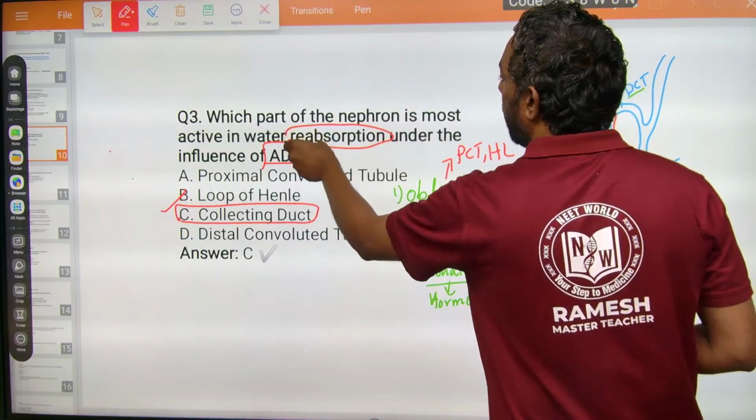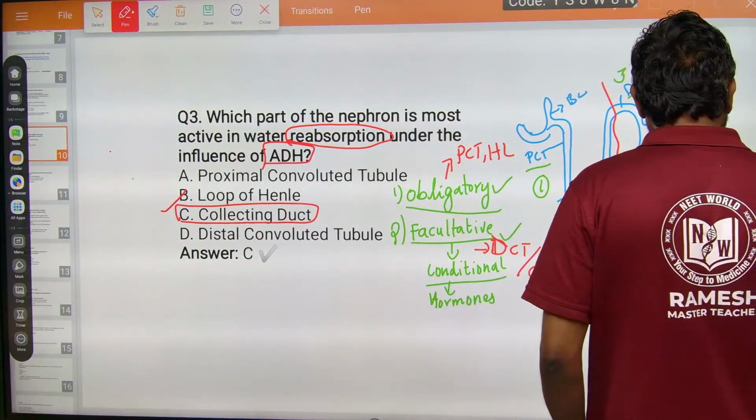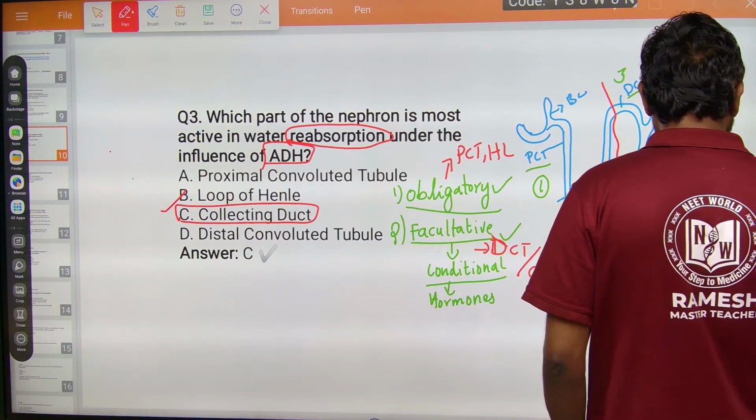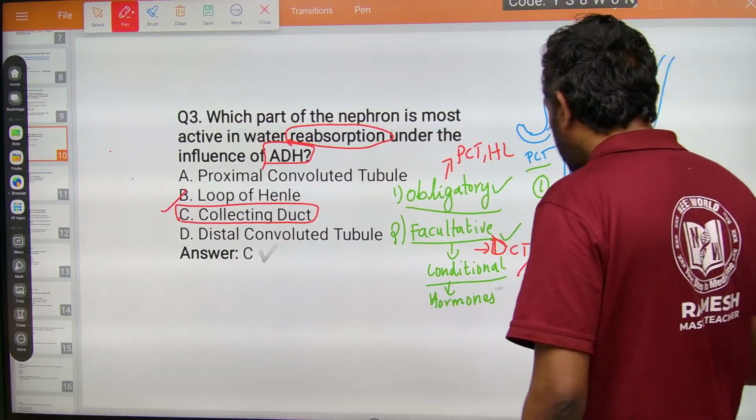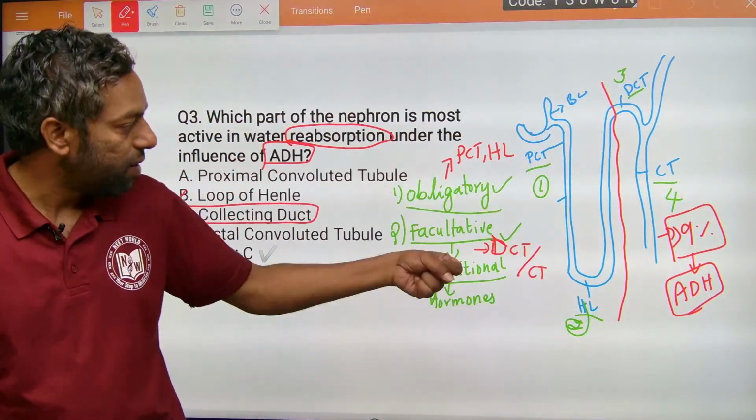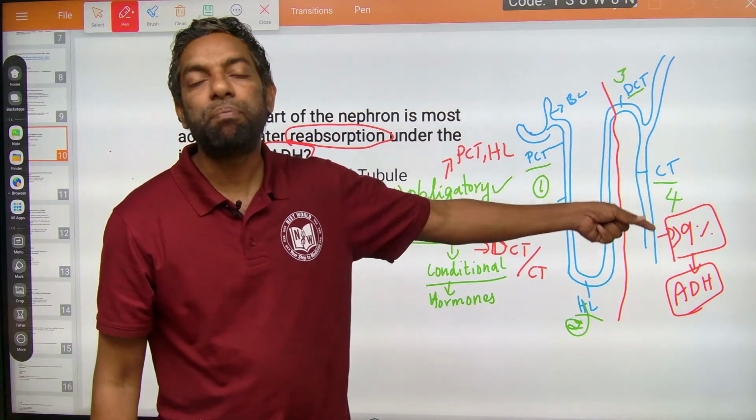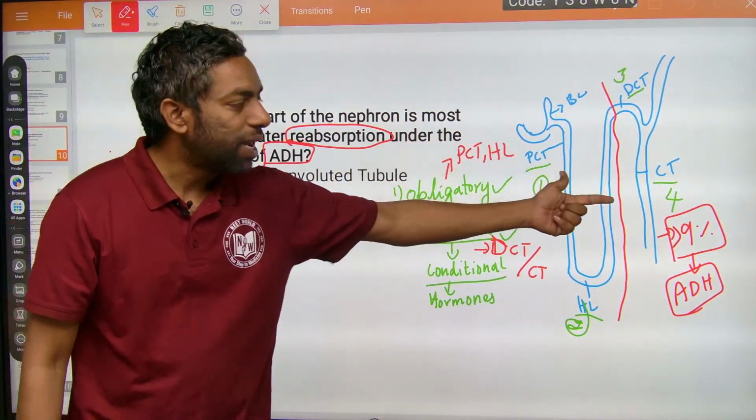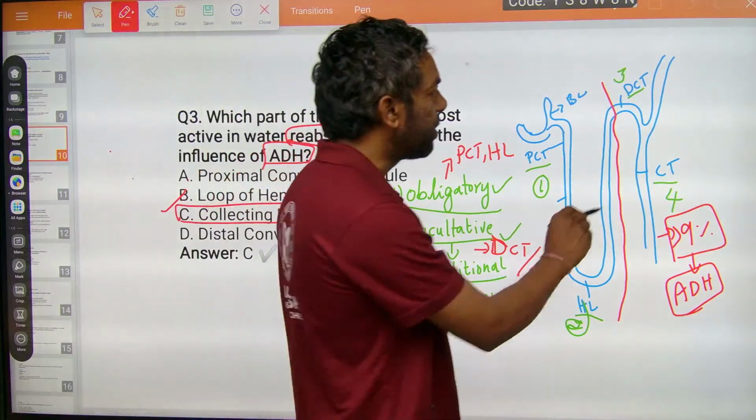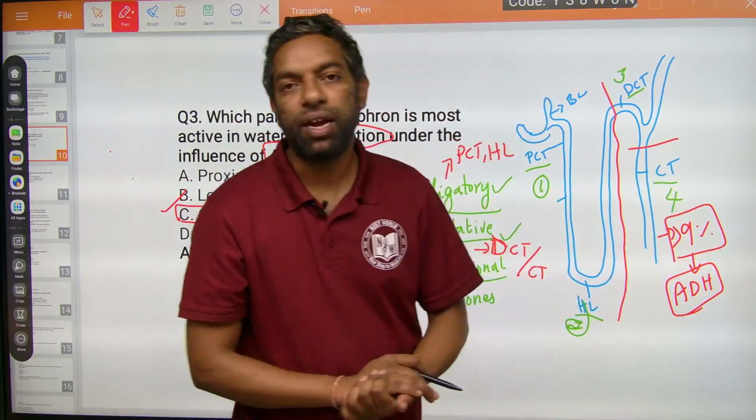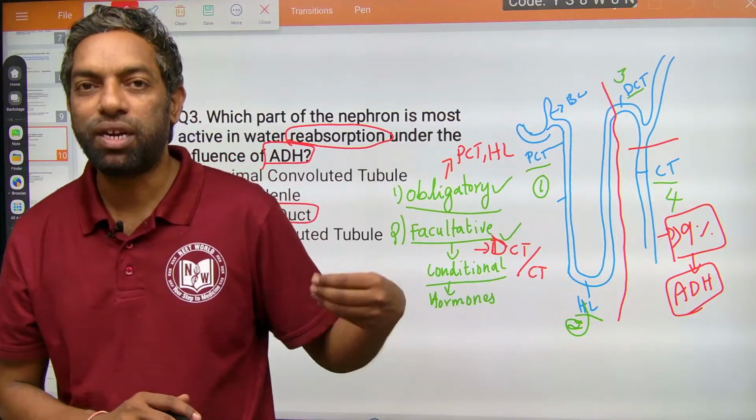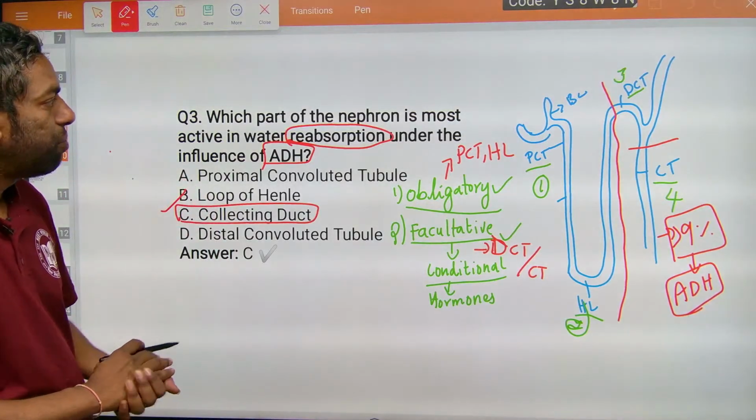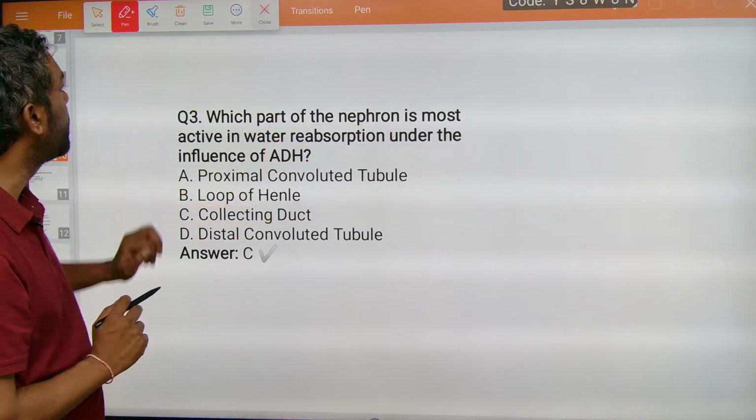Water reabsorption is more under ADH. Compared to normal reabsorption, under the influence of ADH, more than 9% of the fluid can be reabsorbed, only in the collecting duct. The reabsorption level will increase under ADH influence. I hope you guys understand this. Next question.